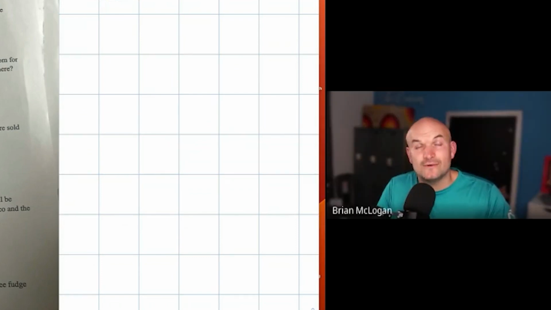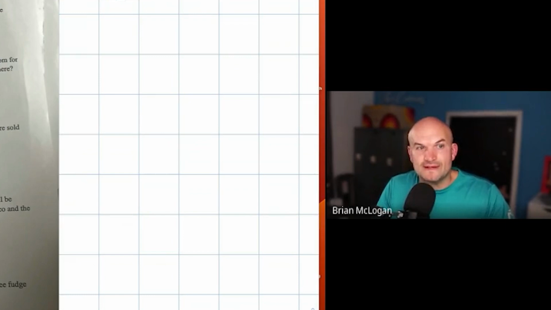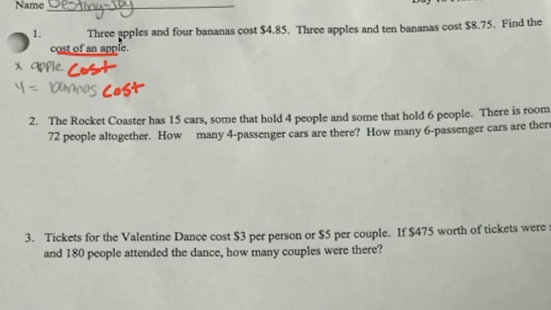Well, it was $2 per apple and you had 4 of them. So how'd you get 8? What did you do? Oh, you probably multiplied 4 times 2, right? That's what you did. So what I'm saying is, we know we have 4 apples. We just don't know what the cost is.